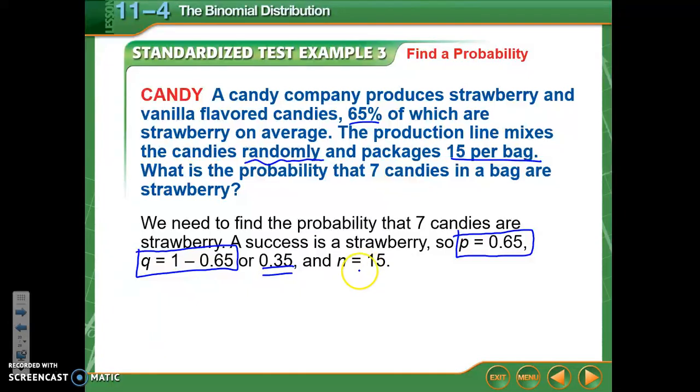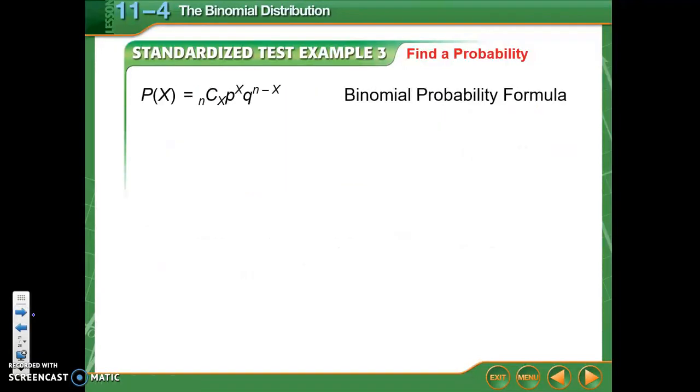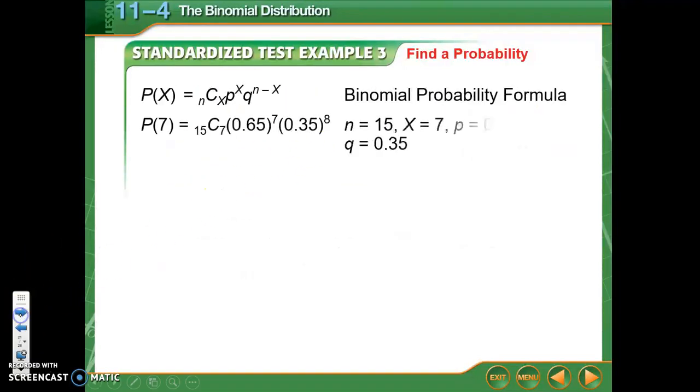And how many trials am I doing? I'm doing 15 trials, because that's how many candies I'm putting in a bag. Right, so I'm going to get 15 random candies, and I want to know the probability that 7 of those are going to be strawberry. So here's my formula. It looks more complicated than it is. So notice what goes where. Number of trials, 15. X, the number of successes that I want, 7. P, probability of success, to the x, which is 7. Q, probability of failure, 0.35, to the n minus x. So I got this 8 from doing 15, the number of trials, minus 7, the number of successes.